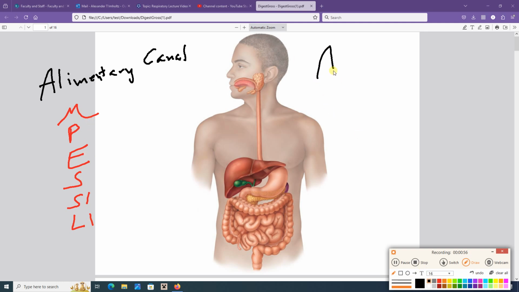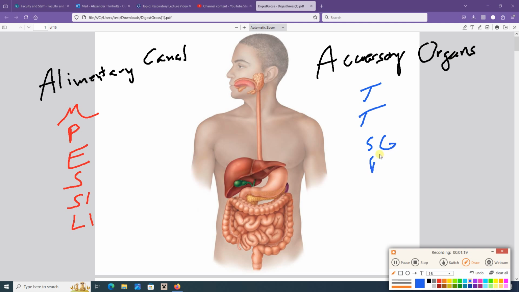And then there are accessory organs. These are things that are going to assist with digestive processes, but food doesn't actually go through them. So here I'm talking about organs like the teeth, the tongue, the salivary glands, the pancreas, the liver, and the gallbladder. We can see a lot of these organs on this picture here.